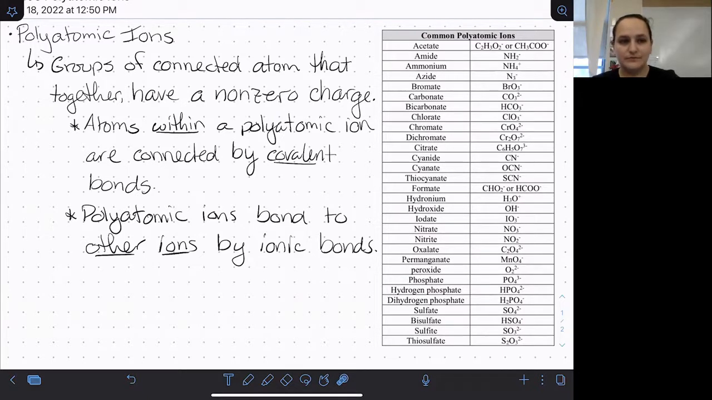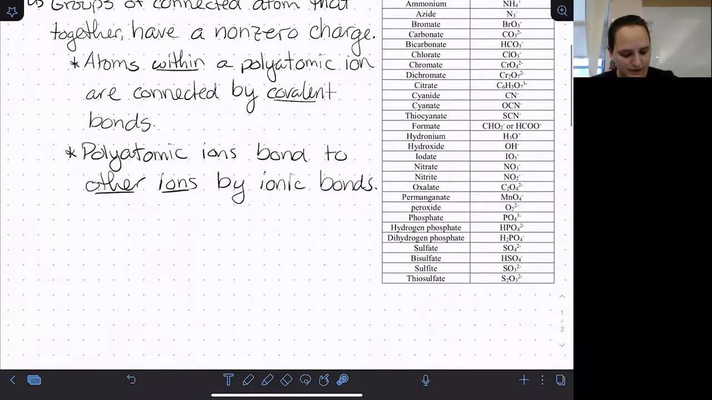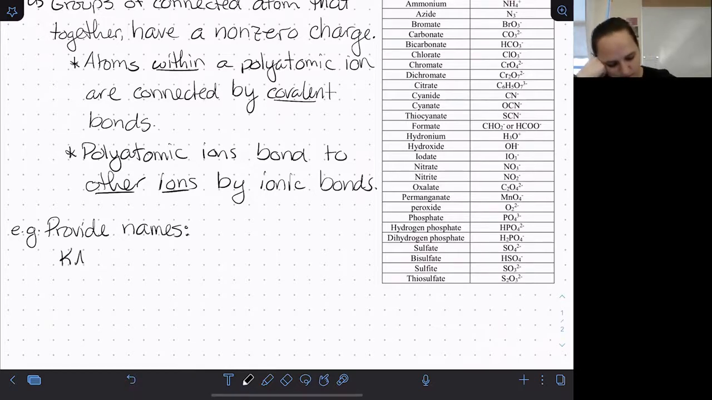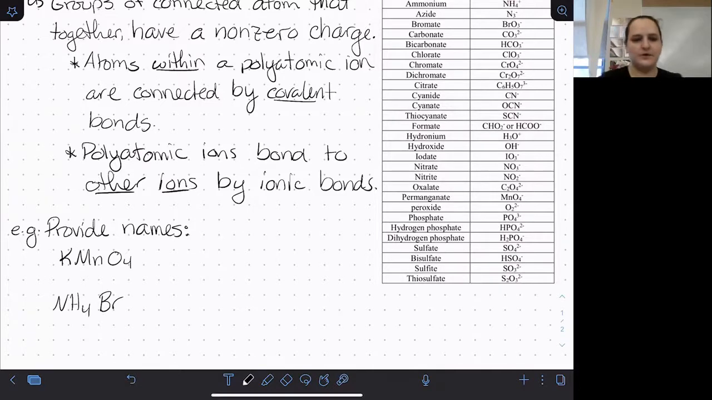So in terms of how they work in compounds, like writing formulas or naming them, nothing really changes, with one small exception. So let's look at a couple examples. Let's provide the names for some formulas. Let's do KMnO4 and NH4Br.